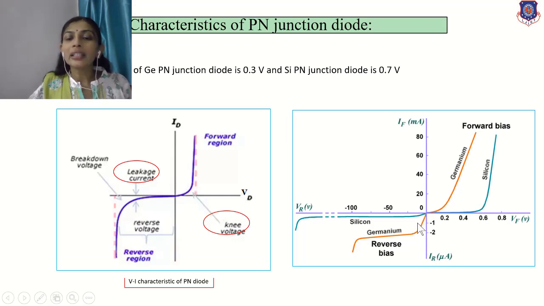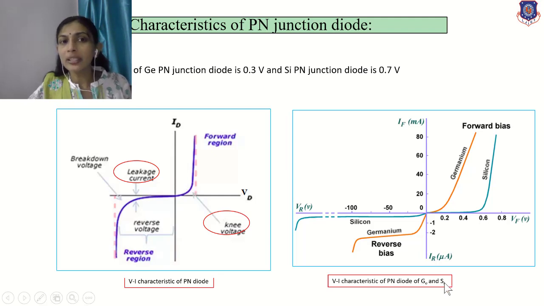Okay. And in the third quadrant, we have defined here the reverse bias region. Initially, due to the minority charge carriers, very small current will flow. At some particular voltage, current increases suddenly. So this is the VI characteristic of PN junction diode using two materials, germanium and silicon. So you can justify the difference between germanium and silicon. Fine.